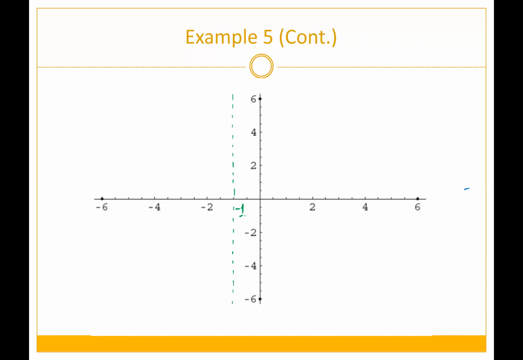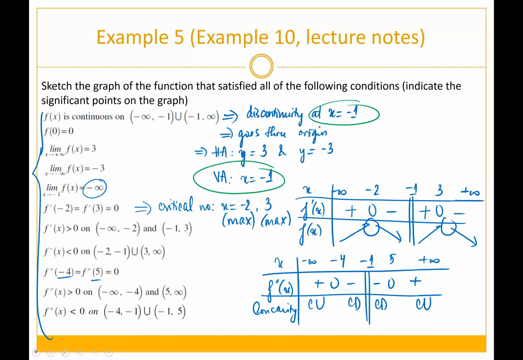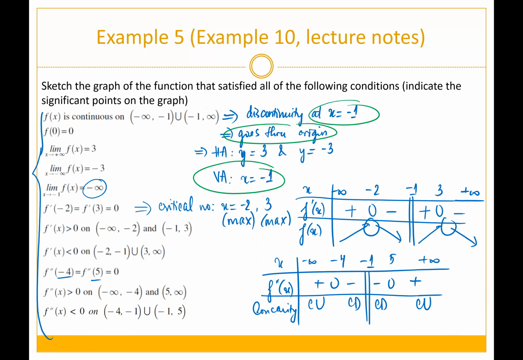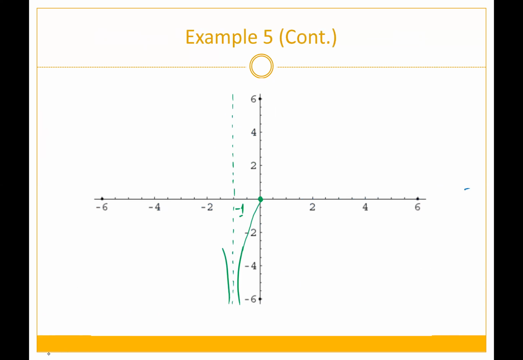Now this is -1, and y is approaching -infinity on both sides of -1, like this. And then it goes through the origin, so this might be here, that's included. And then horizontal asymptotes at 3 and -3. So you have y equal to 3 as x approaches infinity, and then you have y equal to -3.